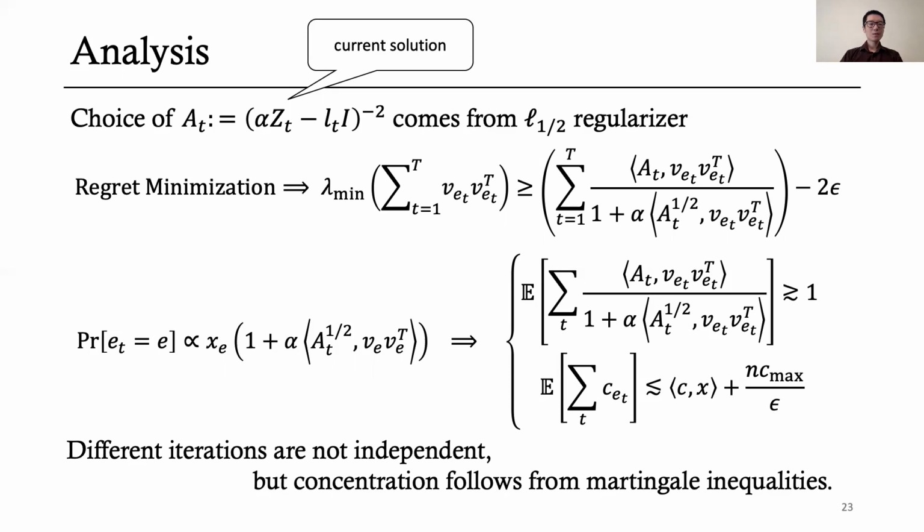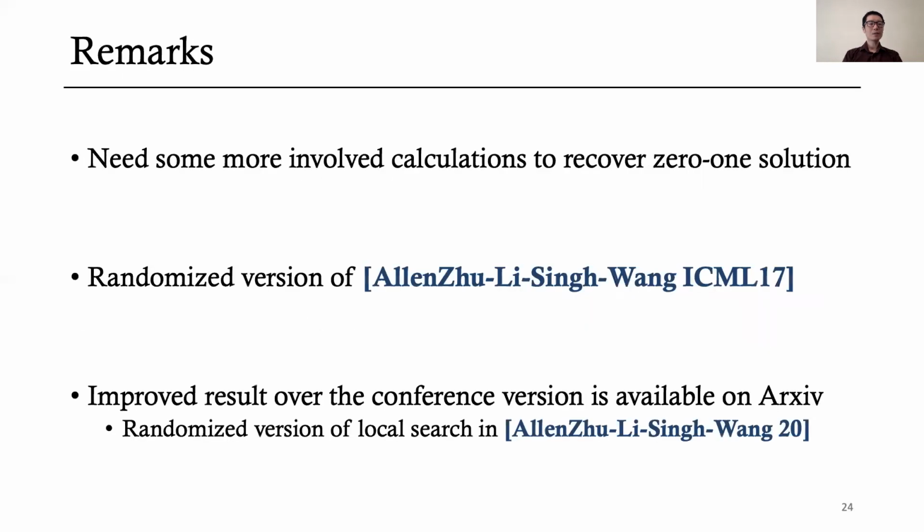We have some quick remarks about this algorithm. First, the algorithm I just presented only returns a multi-set solution. We need some more involved calculations to recover a 0-1 solution. And this algorithm can be treated as a randomized version of the greedy algorithm in Madan and co-authors' ICML paper. We also got some improved results over the conference version. The new result is available on arXiv now.